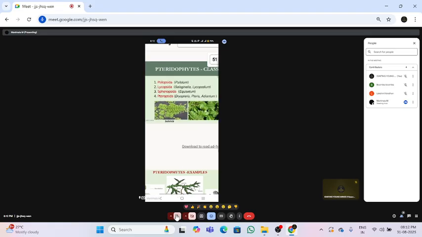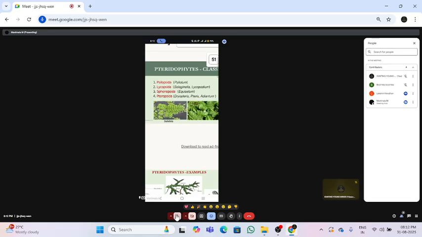Okay, so that is Dryopteris, and the examples are Dryopteris, Pteris and Adiantum. These are the four classes that the pteridophytes have. Any doubt?